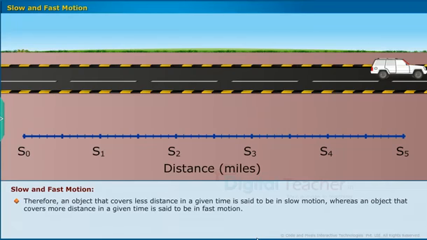Therefore, an object that covers less distance in a given time is said to be in slow motion, whereas an object that covers more distance in a given time is said to be in fast motion.